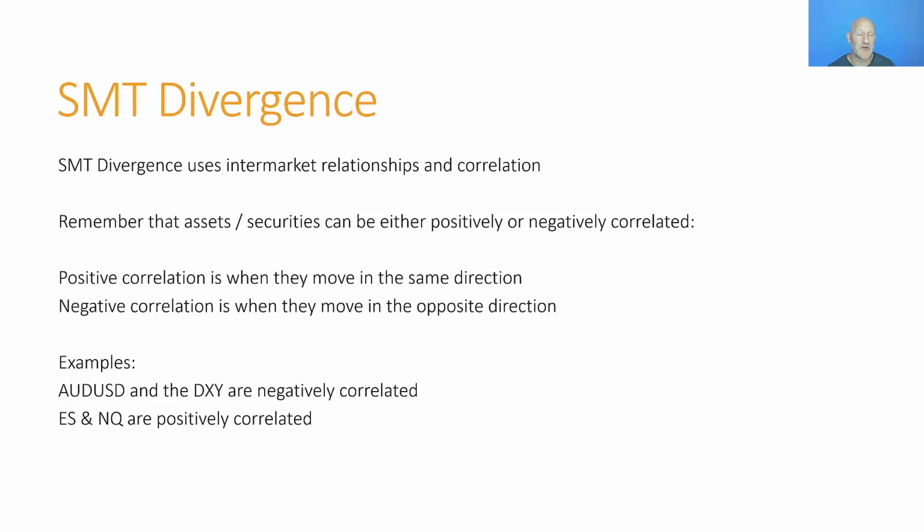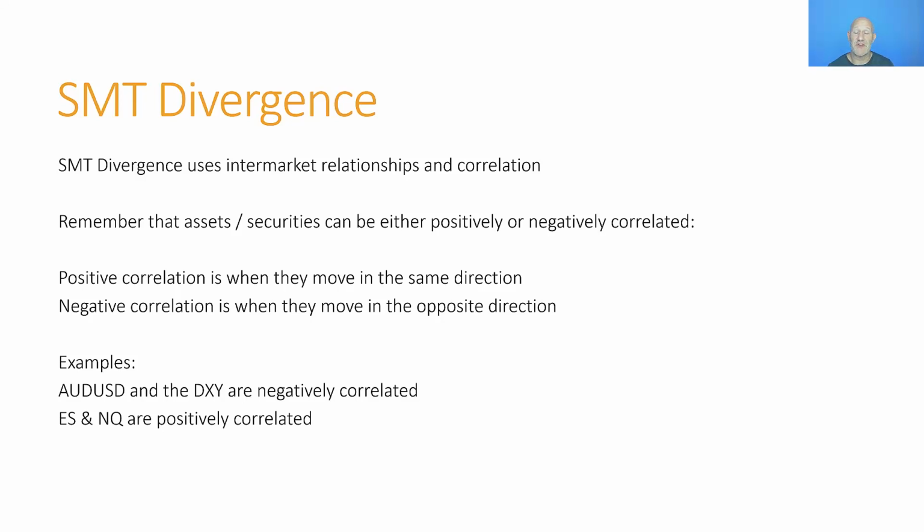But before we get into the trade example, we're just going to go through SMT Divergence in a little bit more detail. Conceptually, what makes SMT useful is it uses both intermarket relationships and correlation to assist us in our trading decisions. Remember, we covered in some of the previous lessons that assets and securities can either be positively correlated or negatively correlated. A positive correlation means that those two assets or securities will move in the same direction. And a negative correlation is just the opposite, meaning that those assets or securities will move in the opposite direction to each other.